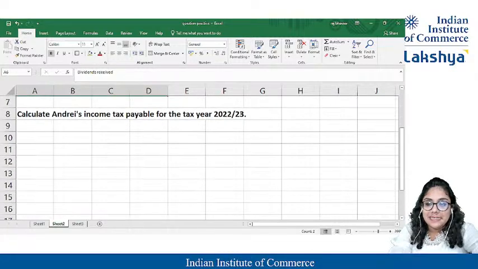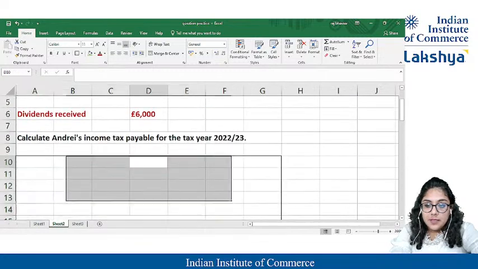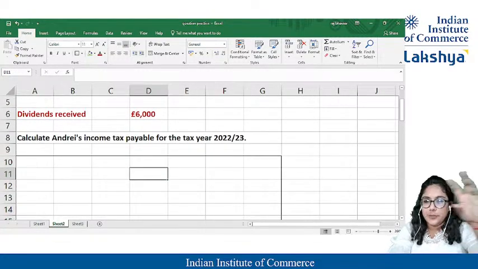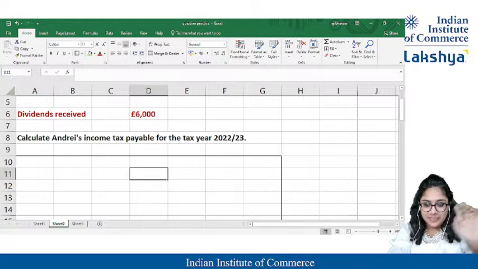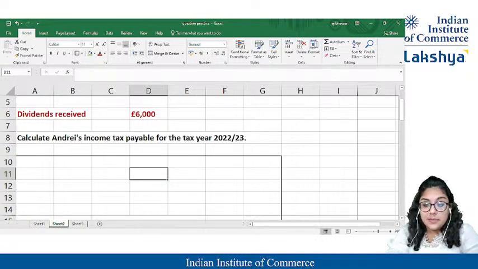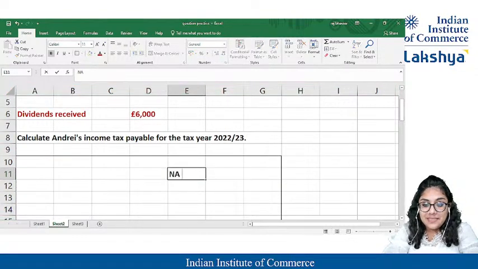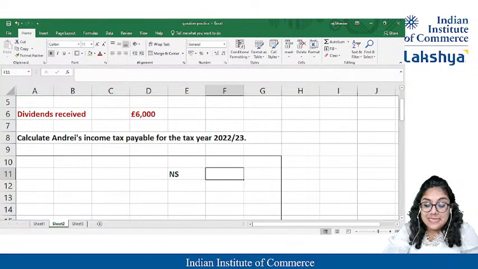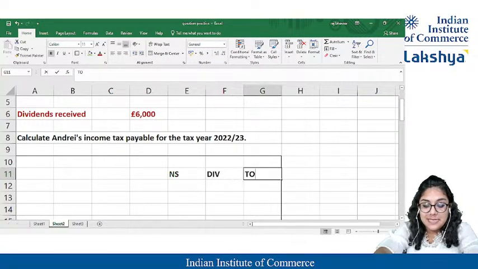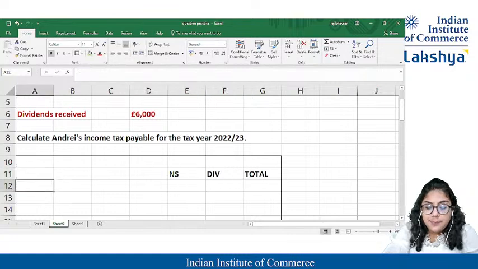So let us make the pro forma over here. Here I have to write computation for so and so, name, for the period. That is something which I'm not doing right now. So what are the two incomes visible? Non-saving income. I'll make everything bold so that it becomes easily visible. Non-savings. And over here it's the dividend income. And over here is the total.